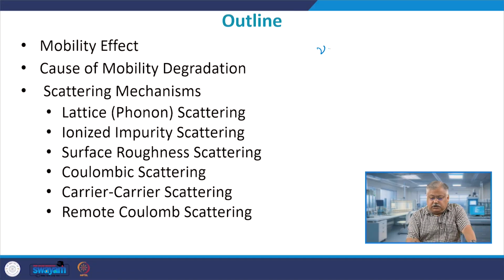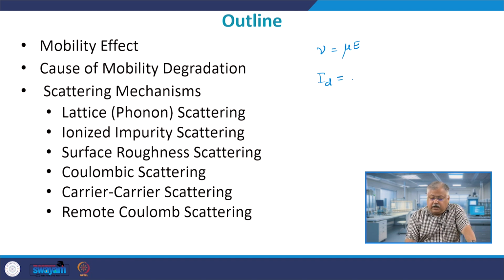Let me now come to the mobility effect. I was explaining to you the concept of mobility. How did you define mobility? My drift velocity was equal to mobility multiplied by electric field, and that is where mobility was coming in current.